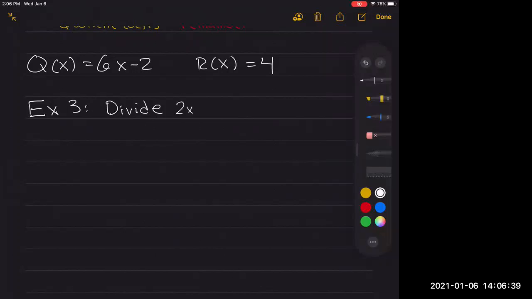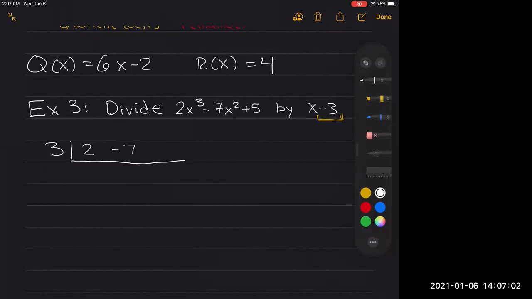So we're going to divide 2x cubed minus 7x squared plus 5 by x minus 3. So again, we have our x minus a number in the same form, so we can use synthetic division. So we will write our 3. We need to write our coefficients out. So we have a 2, a minus 7, and then notice that there is no x term. So we put a 0 there for 0x, and then a 5. So we have our divisor, and these are our coefficients again.